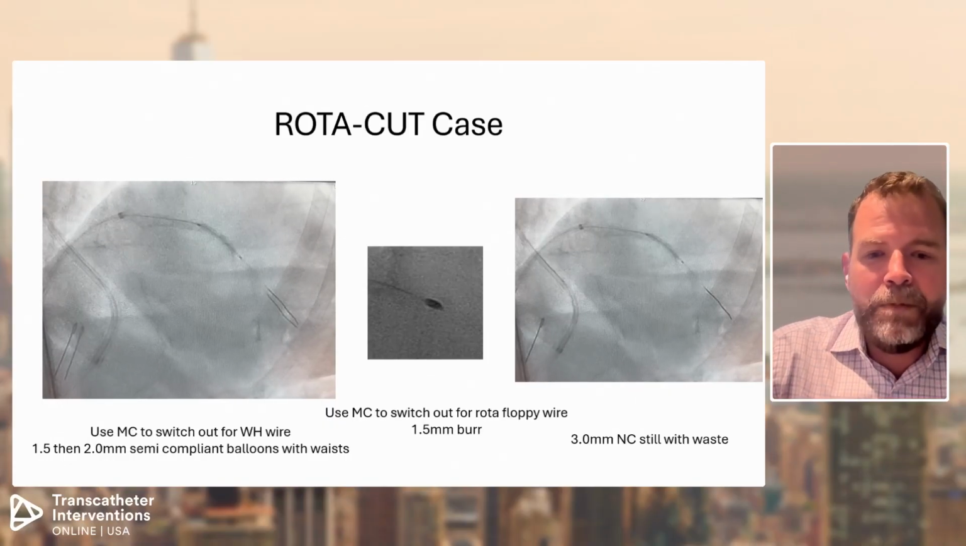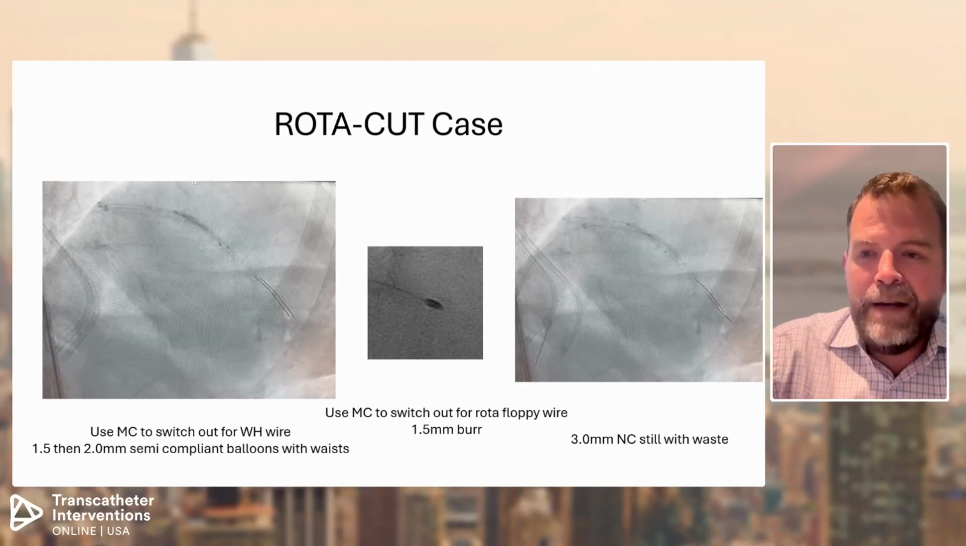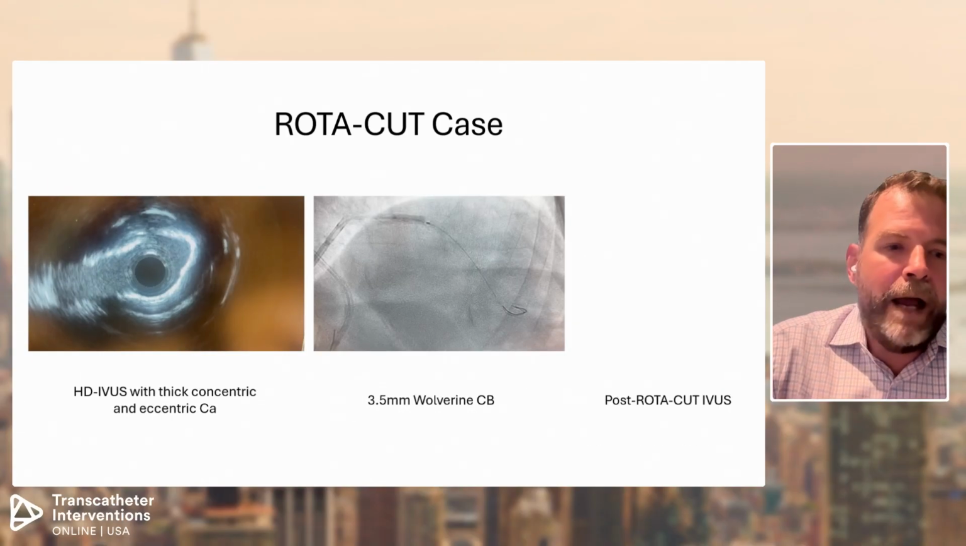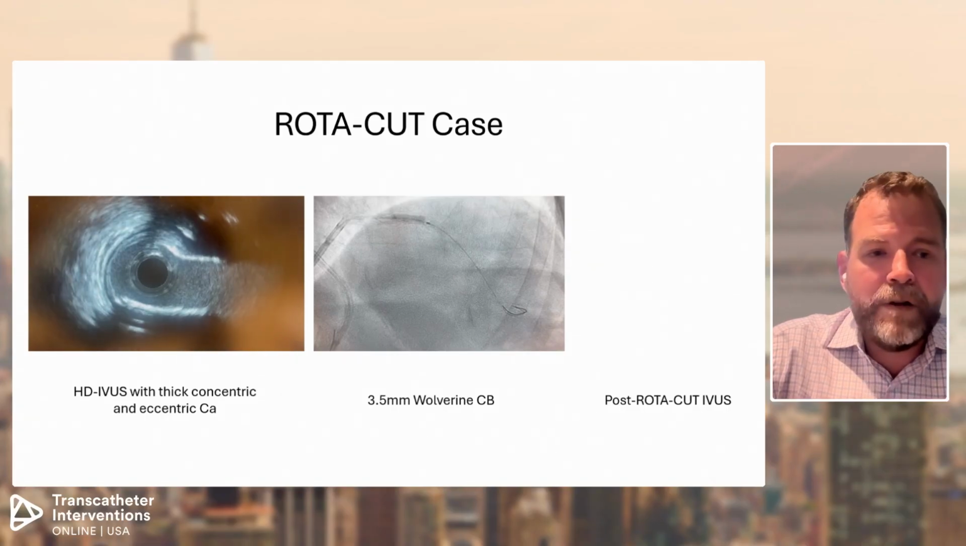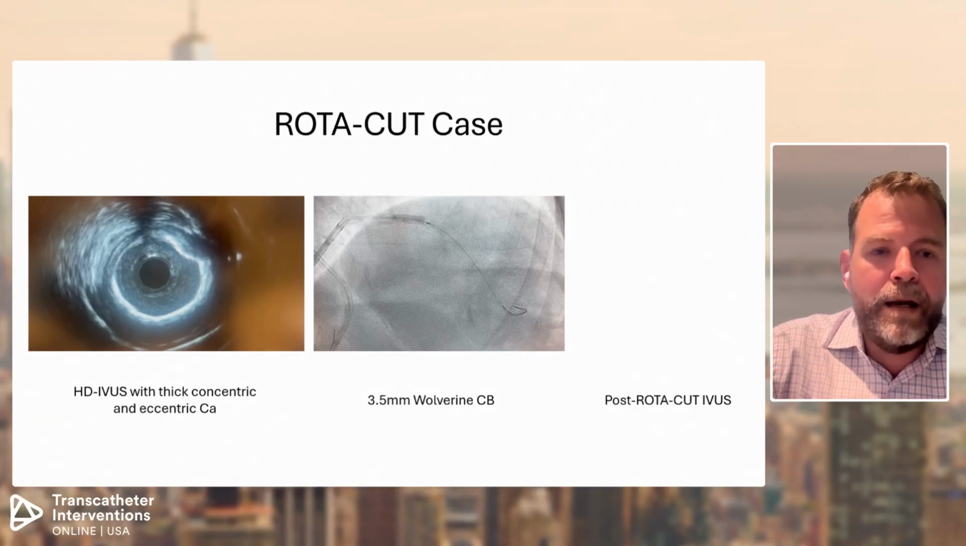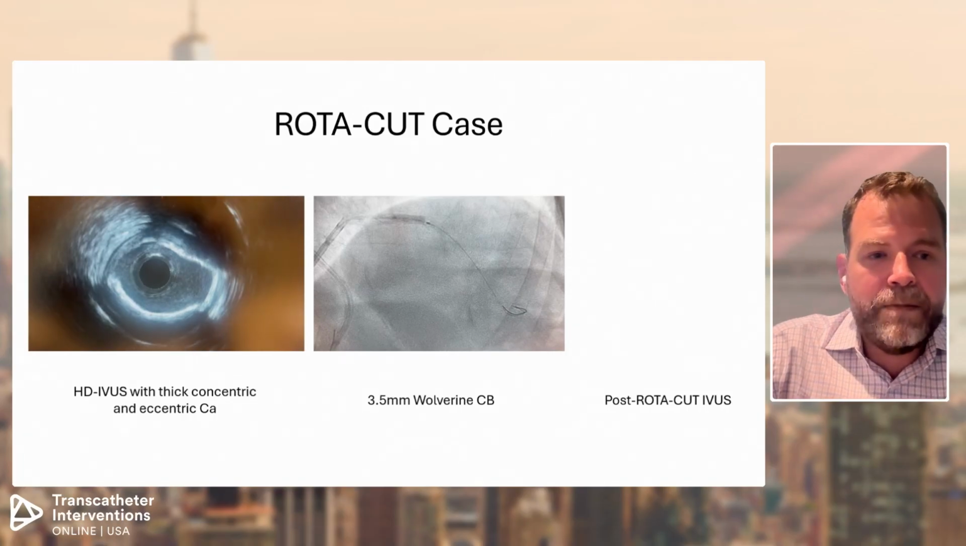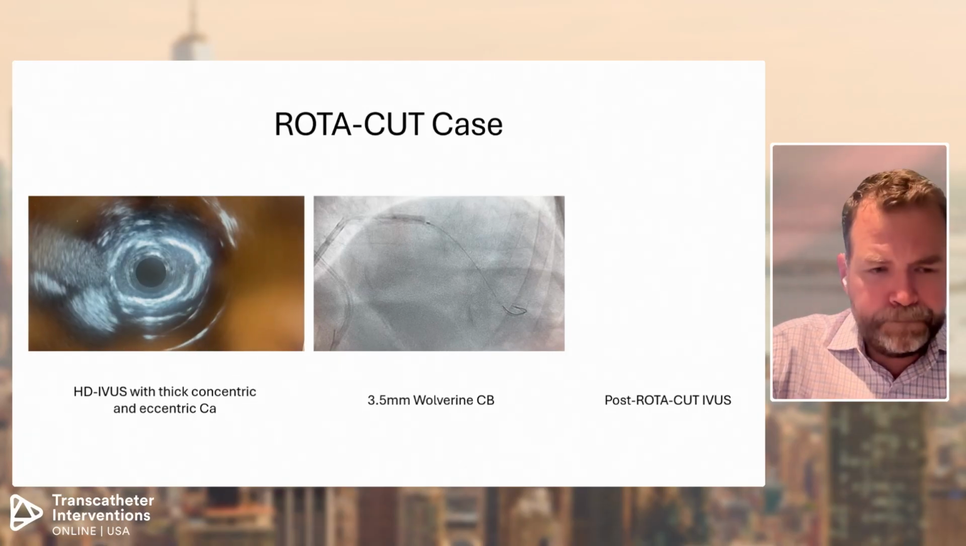But man, that NC balloon still looks bad, right? Even despite the rotational atherectomy. So we're going to need something else. IVUS shows thick concentric and eccentric calcium. Not a surprise. Again, a big chalk pile before we started, even after atherectomy, still doesn't look good.